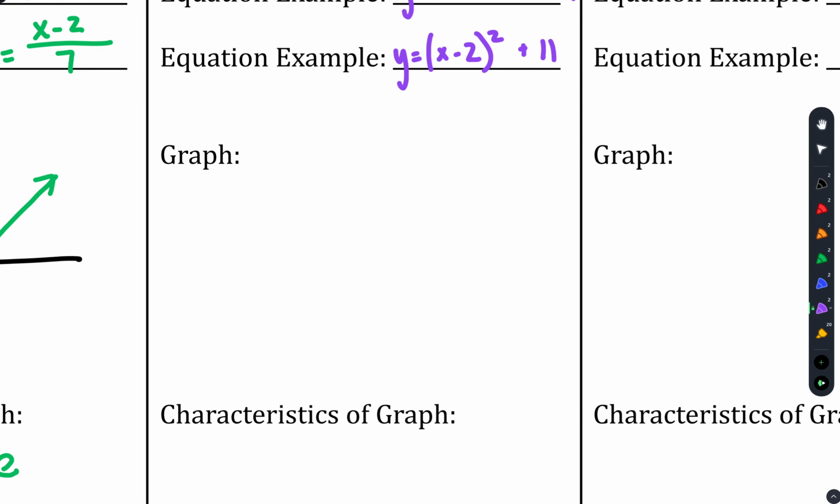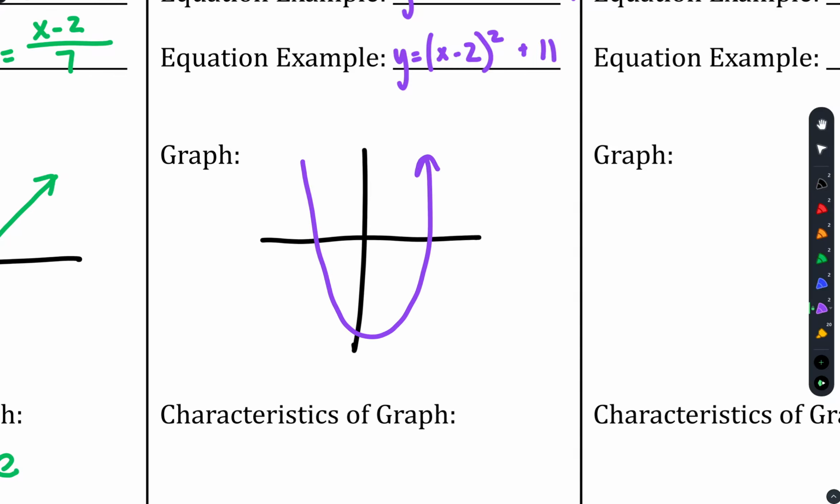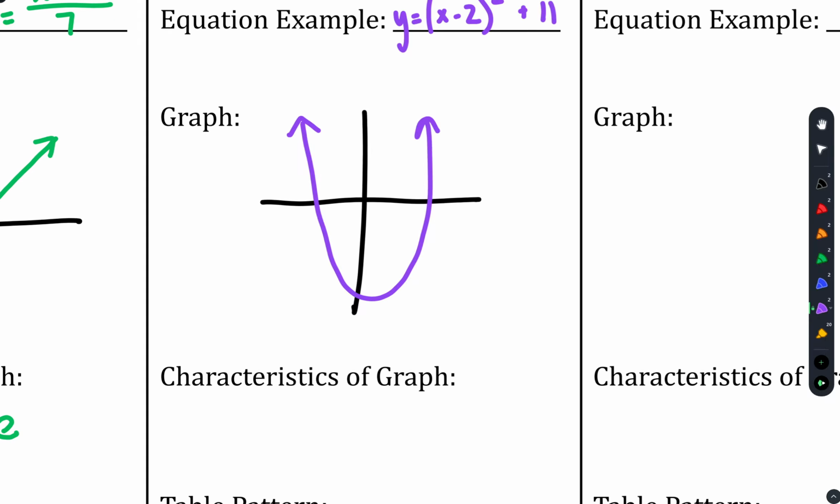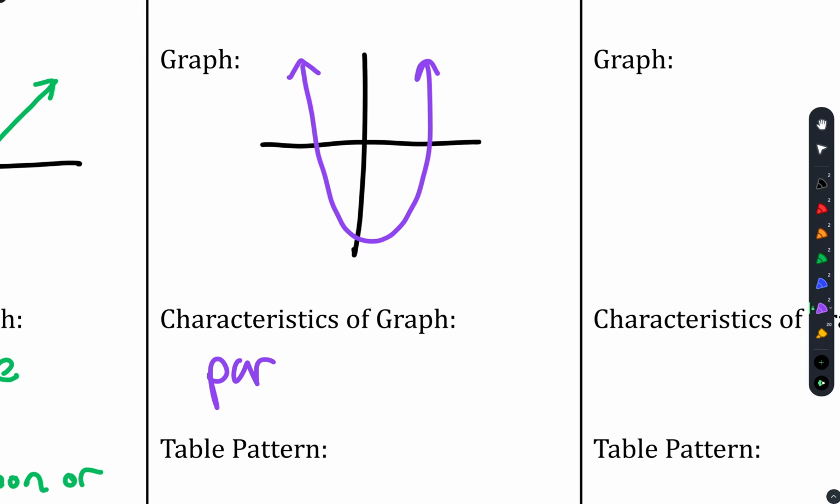Does anybody remember what the graph of a quadratic function looks like? What did we call the shape of these graphs we talked about all last unit? James? Parabolas. So a parabola kind of looks like this, right? That's the characteristic we're looking for, that parabola. Good there?